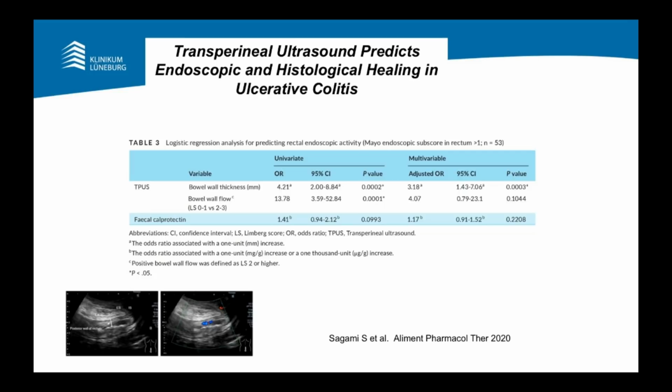Just a quick overview, and I won't go into detail as this is not the major aspect of this talk. They found with a logistic regression analysis for predicting rectal endoscopic activity an odds ratio for bowel wall thickness on transperineal ultrasound of 4.21 and for bowel wall flow of 13.78, both being significant. So maybe this could be a future potential method for patients with just proctitis, but in daily routine, transperineal ultrasound is rather challenging for disease follow-up.